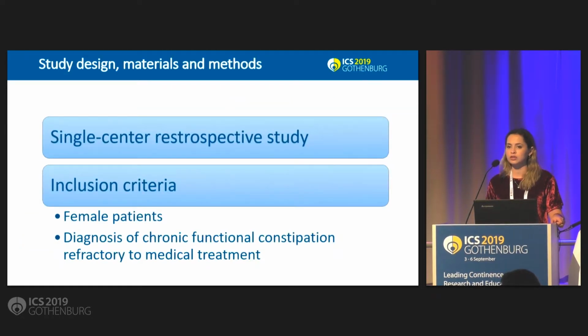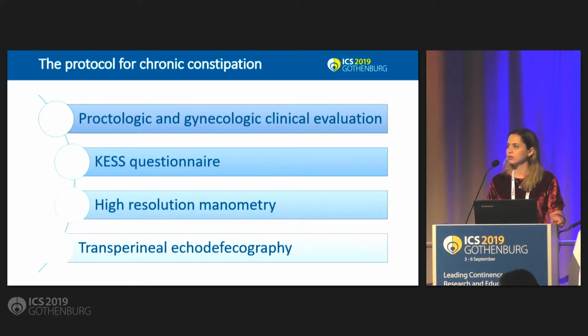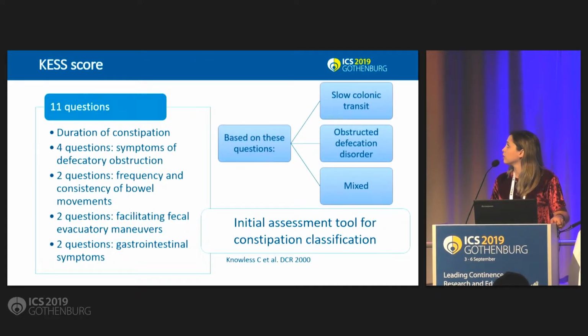The study was a single-center, retrospective trial, and the inclusion criteria were all female patients with a diagnosis of chronic functional constipation refractory to medical treatment, as I said before. This is the protocol for chronic constipation that we have in our clinic. We always do a proctologic and gynecologic clinical evaluation of all the patients, and we use the CAS questionnaire. We also do a high-resolution manometry and the transperineal echodefecography.